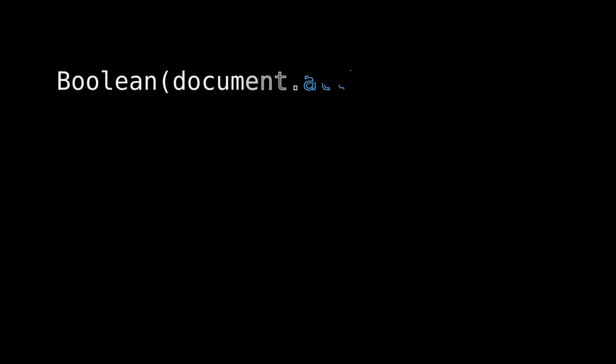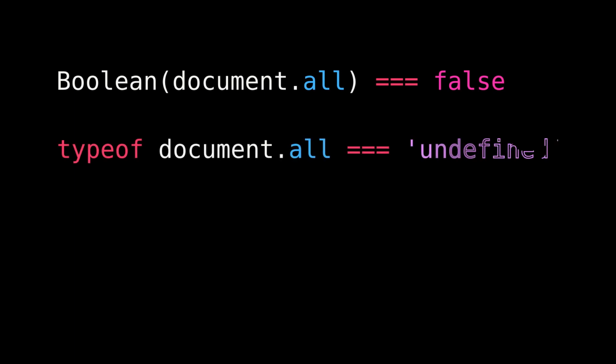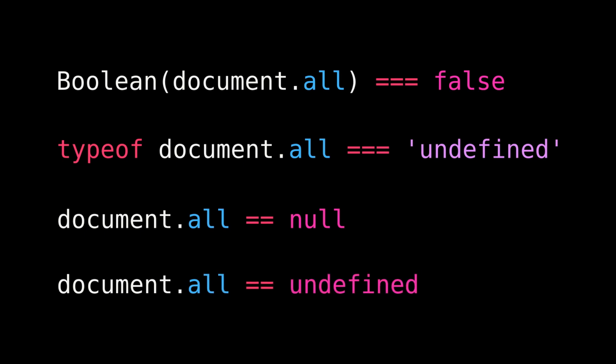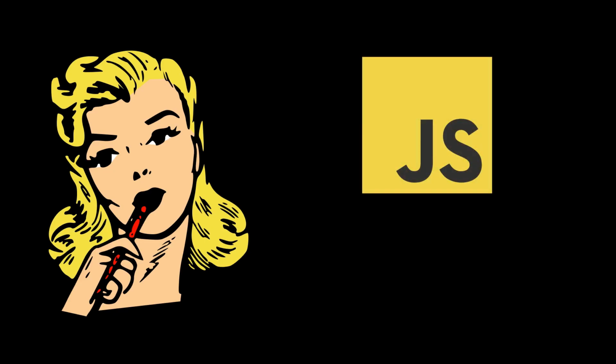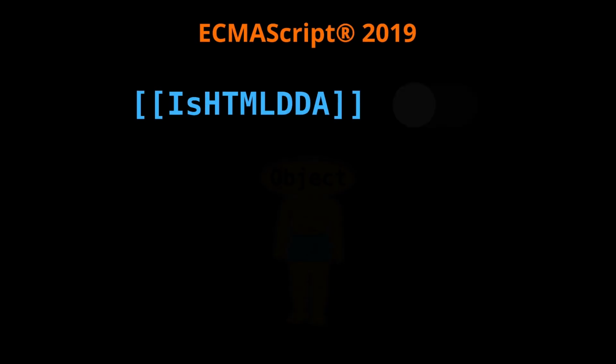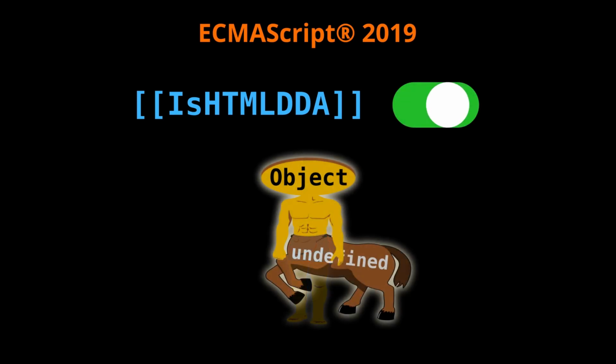To prevent this misdetection, the W3C ended up standardizing document.all as a falsy object that behaves like undefined. But wait, wasn't this a violation of the JavaScript specification, according to which all objects were truthy? Yes, indeed. As mentioned in the HTML specification at the time, this was a willful violation of the JavaScript specification, at least until ECMAScript 2019, which introduced an internal property called IsHTMLDDA that when set on an object allows it to have these unusual behaviors.